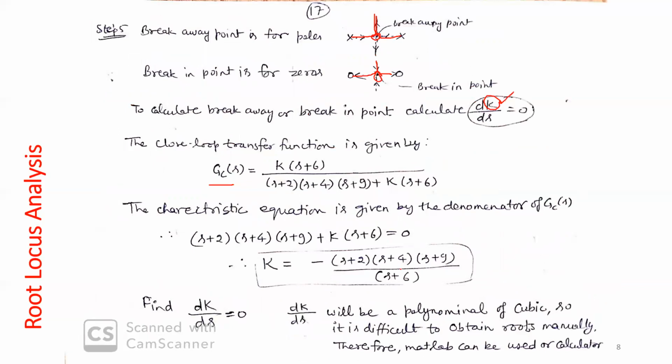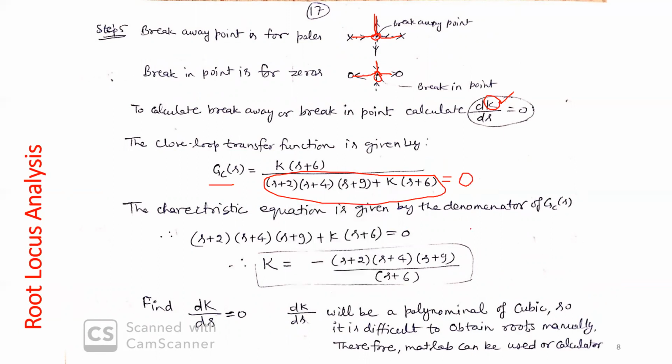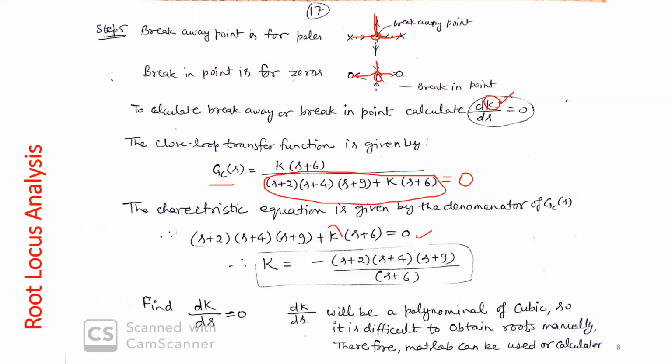Clear? So from here, the characteristic equation will be this is equals to 0. This will be your characteristic equation, the closed loop characteristic equation, from the closed loop transfer function. When you put this equals to 0, you can simply calculate your k. This will be equals to this one. Now use this formula: you take the derivative of this k with respect to the complex variable s and equate it equals to 0.